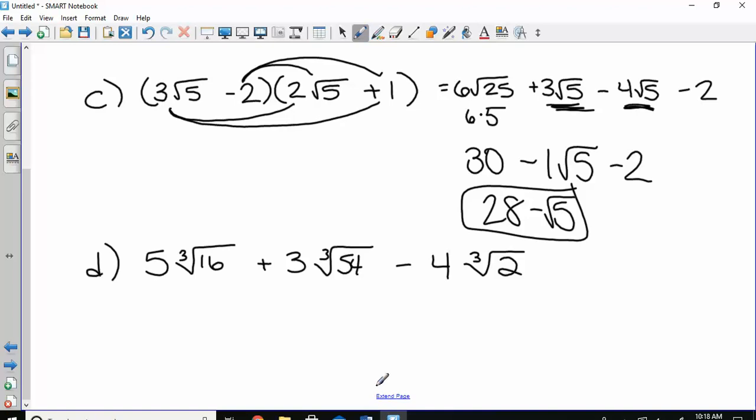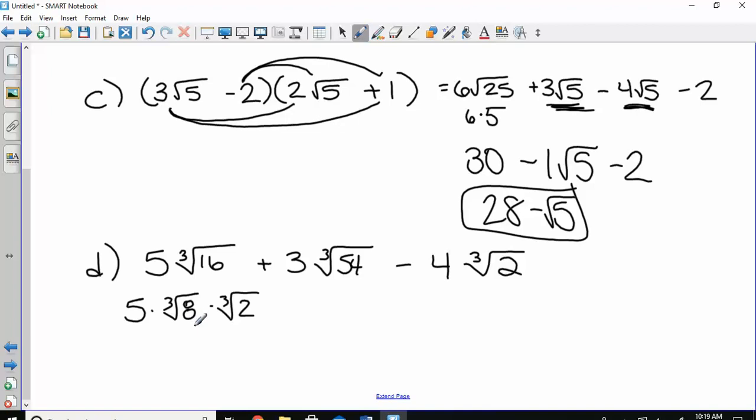So I'm asking you to add and subtract, but can you add or subtract those radicals? What do you have to do it? What did I just say? Same thing under the radical. So we need to break these apart first and see if we can get it to a point where we can add them together. So 16, it's a cube root. Can I break that up into anything that I could reduce?